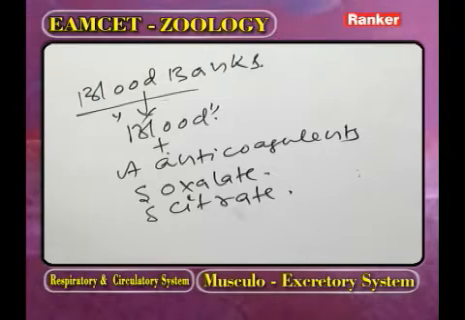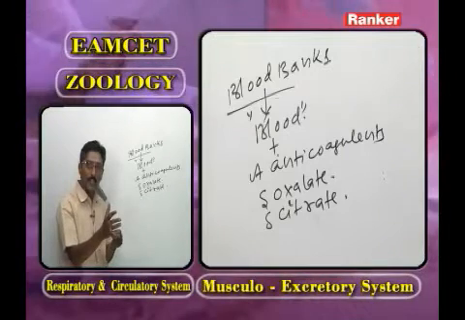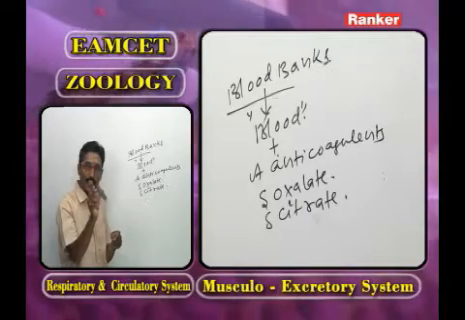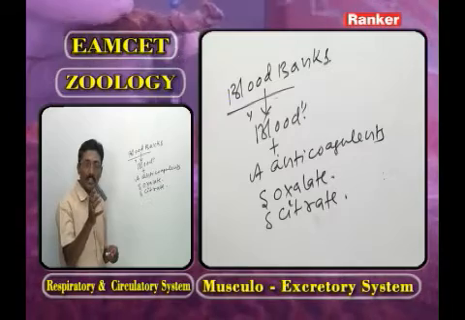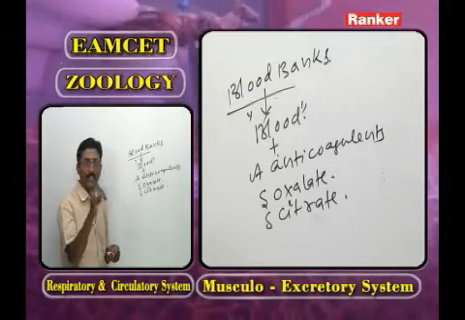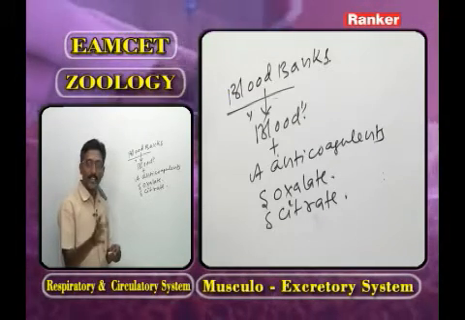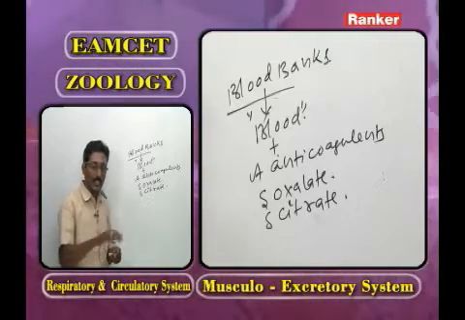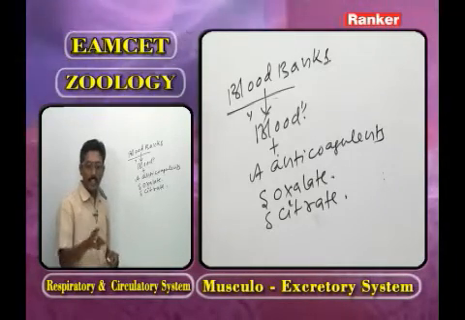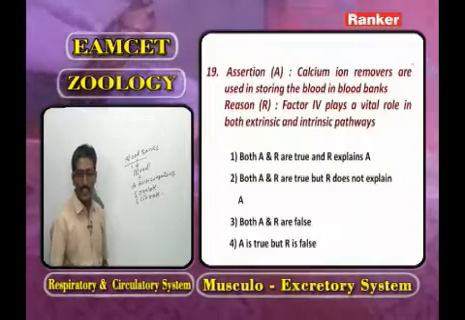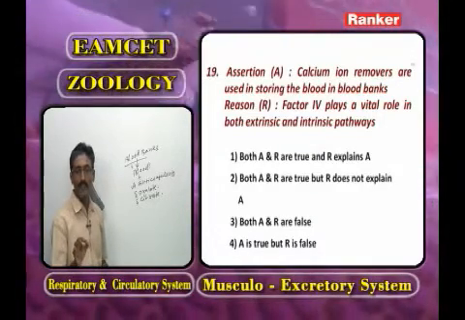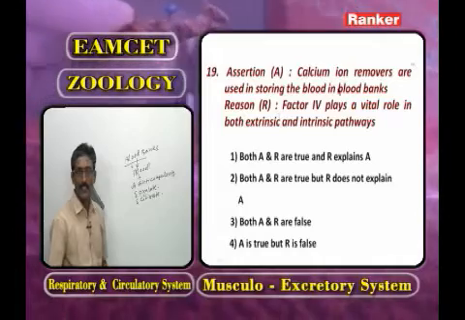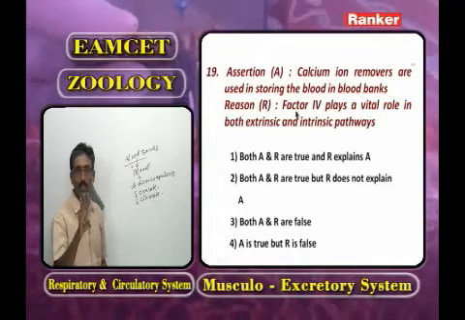Whenever the blood is mixed with these artificial anticoagulants, what is going to happen? In the blood, the calcium ions are inactivated, because for the coagulation of blood, what is required? Calcium ions. If they are inactivated, there is no process of blood coagulation. The blood is in the fluid state. Now you observe the assertion: calcium ion removers are used in storing the blood in blood banks. That is correct. Reason: the calcium, that is the fourth factor.